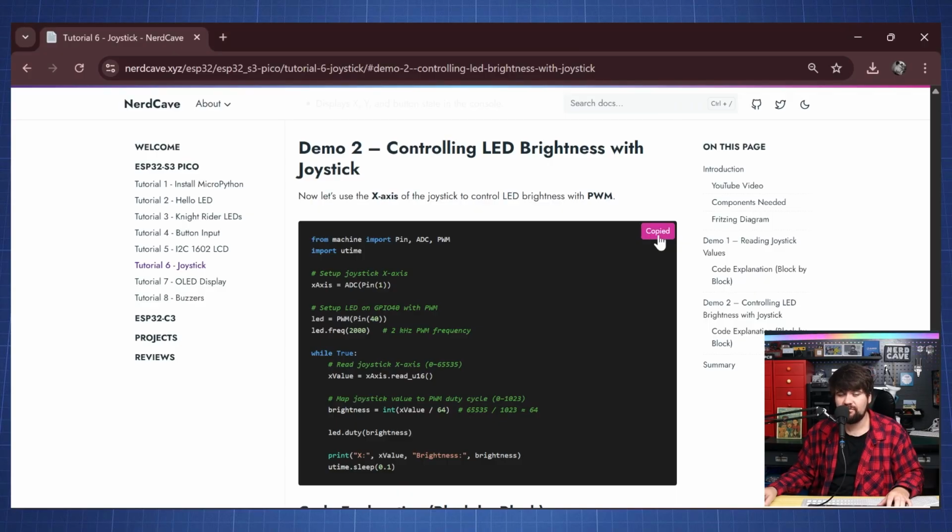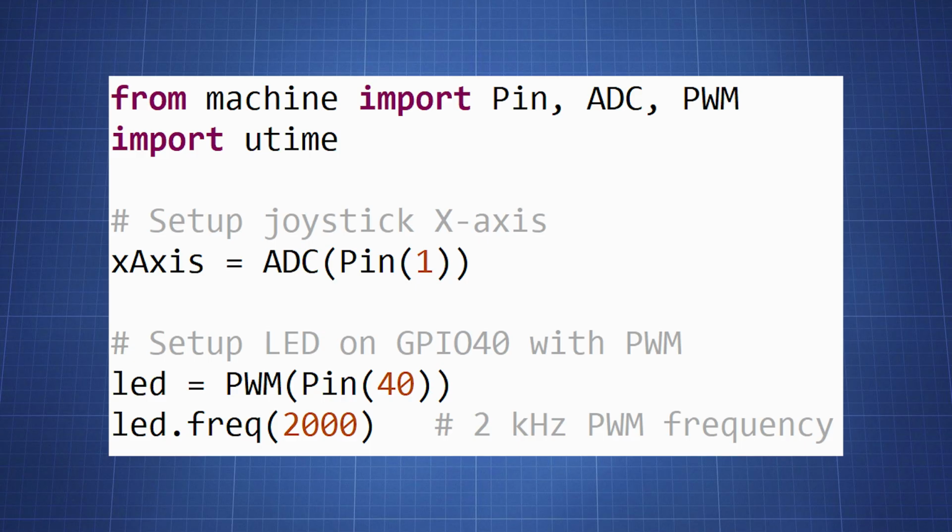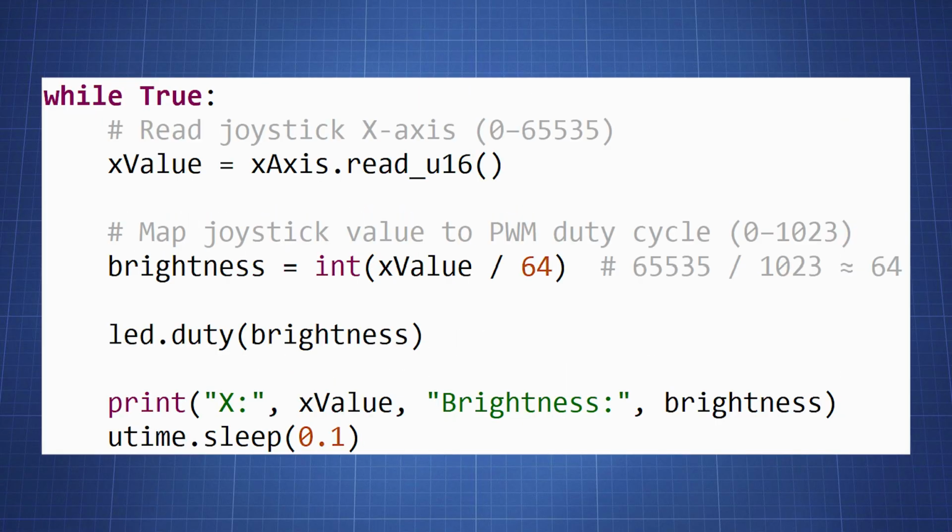Now let's copy example 2 and paste it in Thonny. In this example, we just use the x-axis and we set up the LED to GPIO 40 using PWM. That will let us control the brightness by adjusting the duty cycle. Inside the loop, we read the joystick value, convert it to a smaller range for PWM, and update the LED brightness in real time. So as you move the joystick left or right, the LED smoothly fades brighter or dimmer.